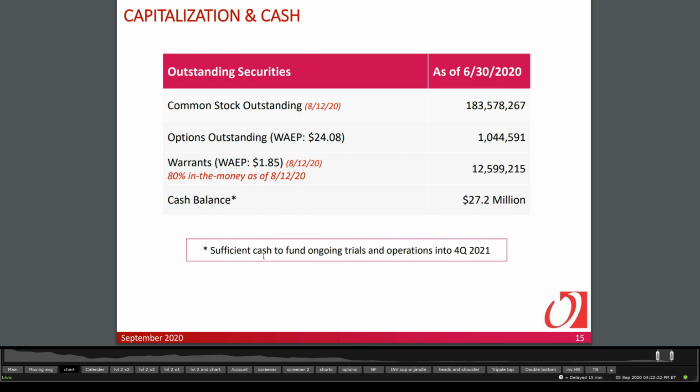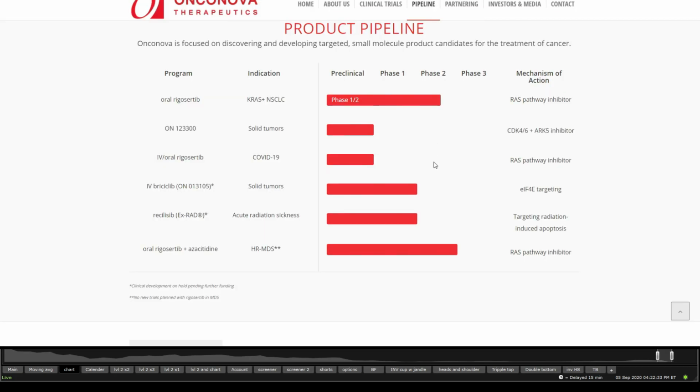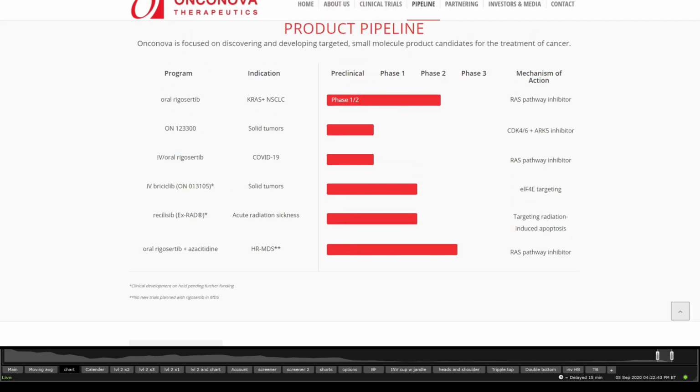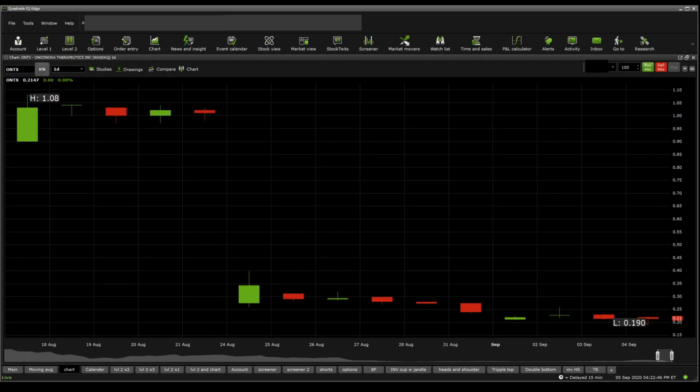And one of the best things here is sufficient cash to fund ongoing trials and operations through the 4th quarter of 2021. Keep in mind, this presentation is dated September 2020, so it's pretty fresh, and we don't expect an offering. They still have other pipelines other than the one for Inspire, so we get to see, for instance, that they have potential for a lot of different PRs that would be positive to price this stock quite high. So what is my current plan for this one?